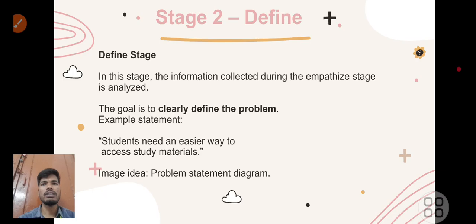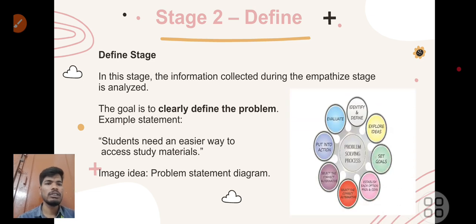Whenever a student is struggling with studies, we can make a simple diagram so that they can understand the concept easily. For example, here the given diagram is there. Identify and define. It helps explore ideas, set goals, establish options, problems, and constraints. Select the creative alternative, select the correct alternative, put into action, evaluate. So there are so many steps involved in the picture.